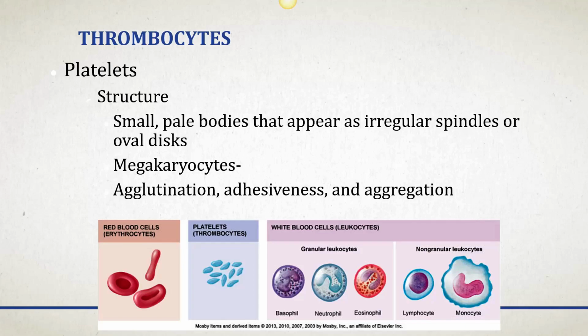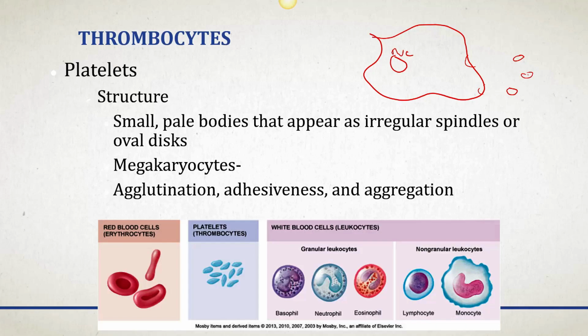So now switching gears to platelets. Platelets are called thrombocytes. They're small pale bodies that appear as irregular spindles or oval discs. Megakaryocytes are large cells, and parts of a megakaryocyte's cytoplasm will kind of chunk off. That's what a platelet is. It's basically a chunk of a megakaryocyte.